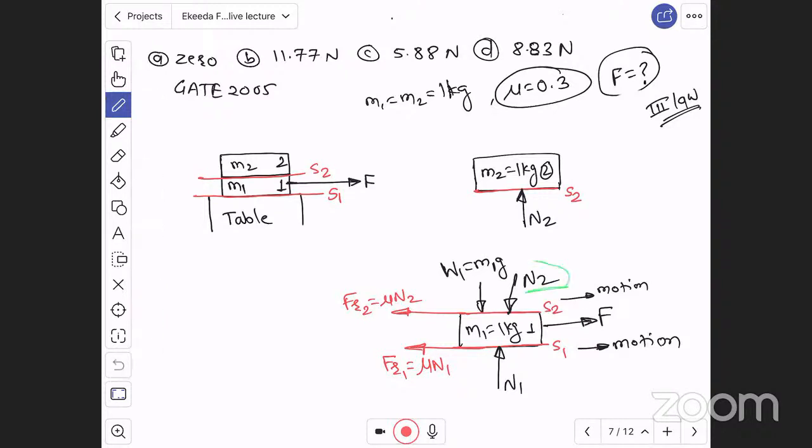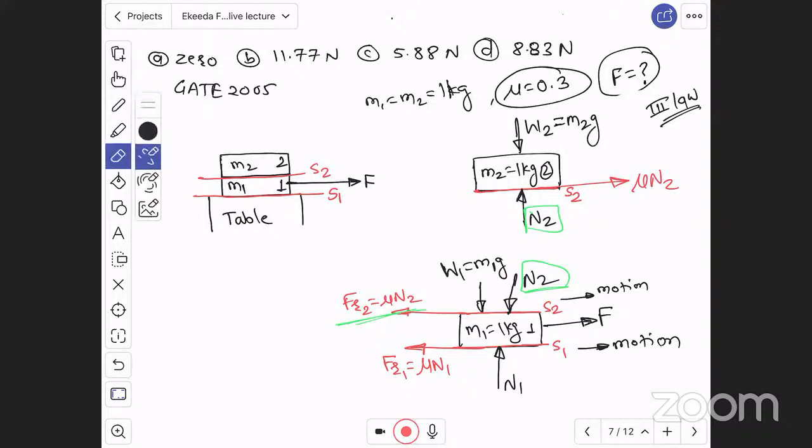For this n2 downward, there will be n2 upward on book 2, and for this mu n2 towards the left, there will be mu n2 towards the right. This is called an action reaction pair. As well as, the self weight of this book acts in the downward direction, which is W2. W2 is the self weight of this book, which is nothing but m2g, always acting in the vertically downward direction. Now this is the free body diagram for book 1 and book 2.